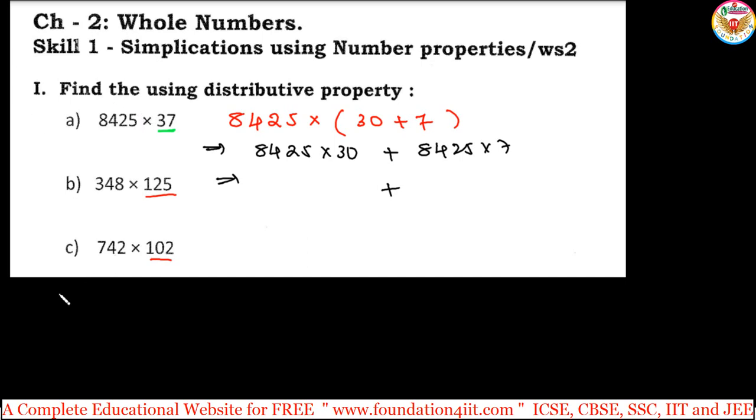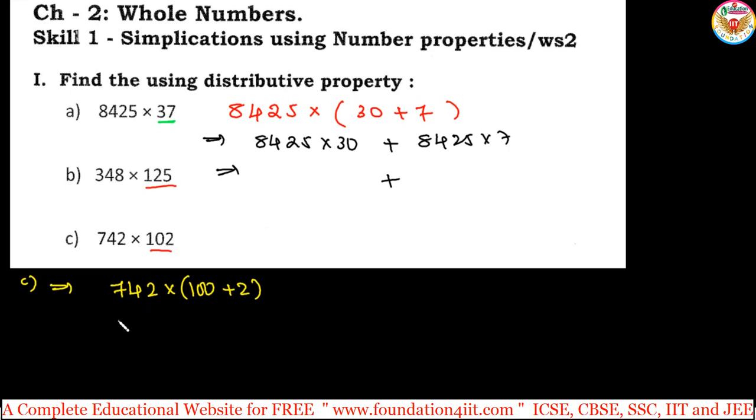Okay. For example, question number C, 742 into 102. Don't multiply 742 into 102 directly. 102 will write as 100 plus 2. Round figure of 102 is 100, close to 100. So you'll write this as 742 times 100 plus 742 times 2.